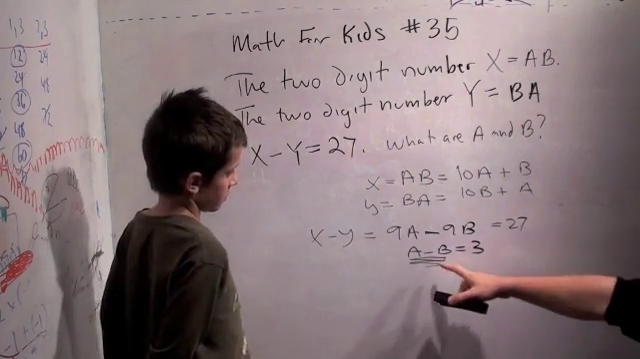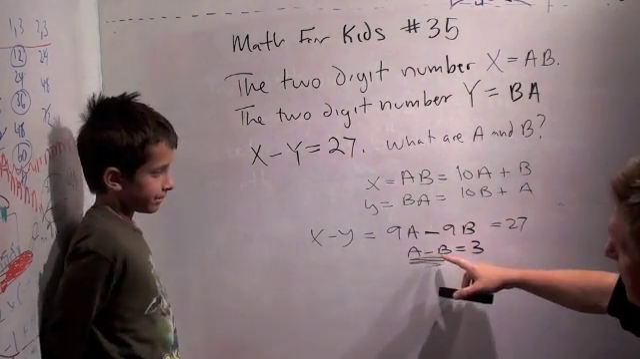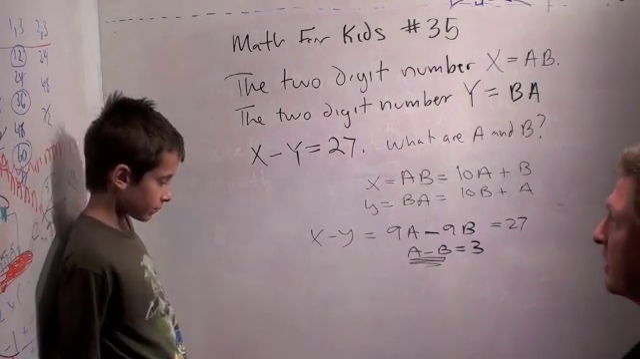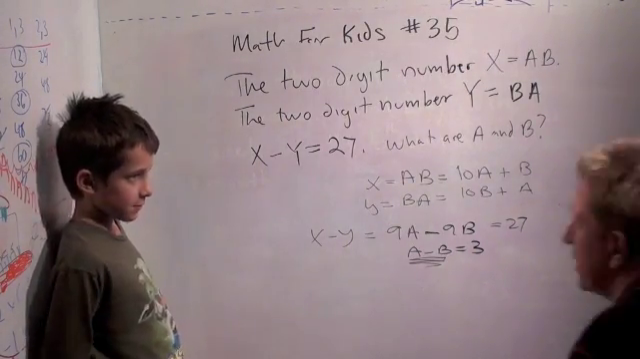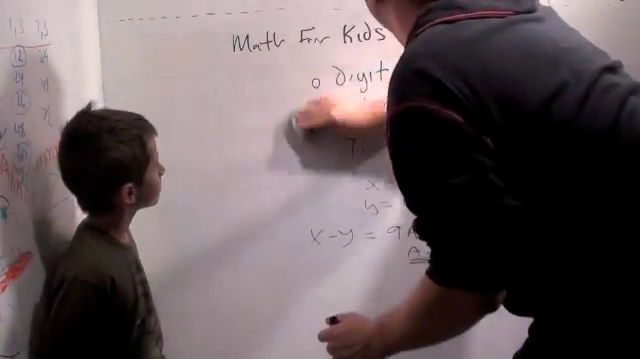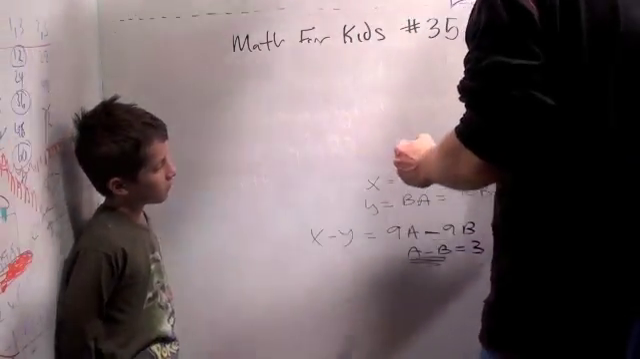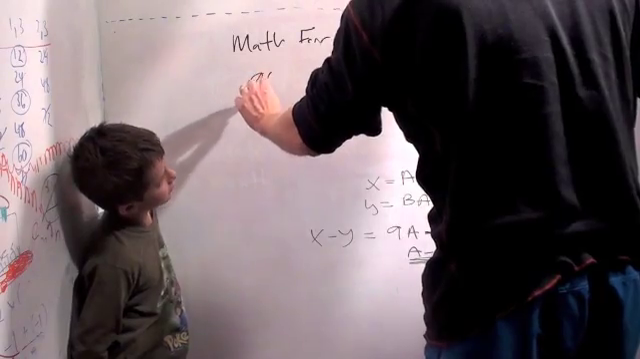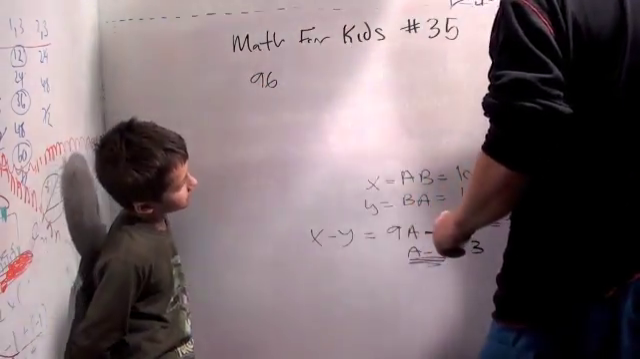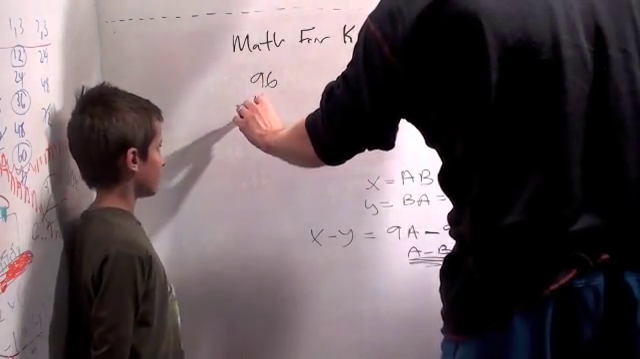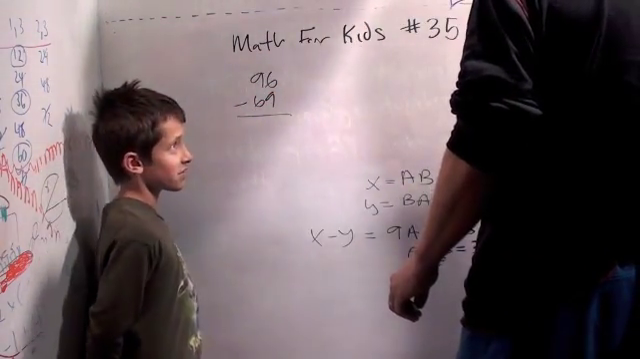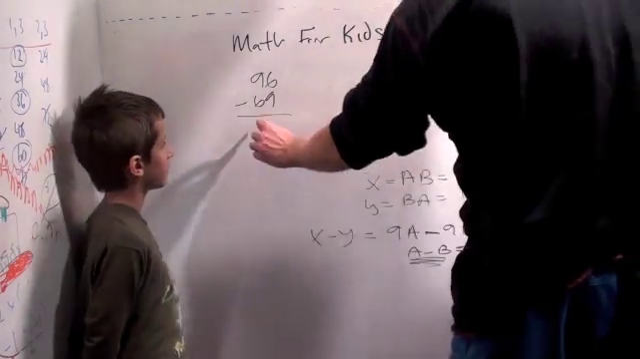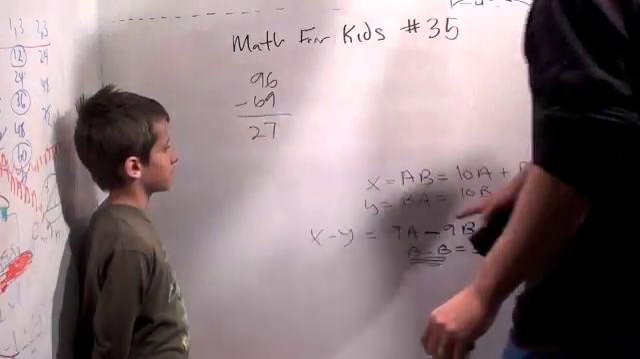So let's check. What are some numbers I could pick for A and B so that A minus B equals 3? Well, A could be 9 and B could be 6. One number that works would be 96 minus 69. What does that equal? Well, it's 30 and minus 3. That is 27. Is there something else we could have picked for A?